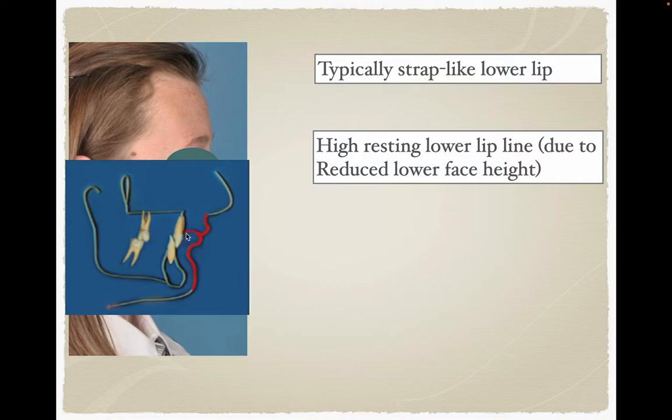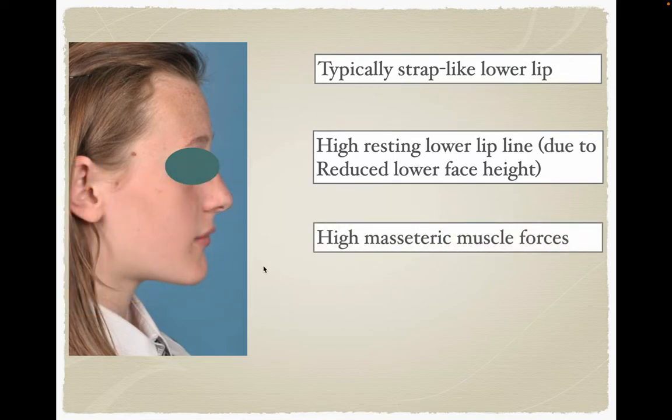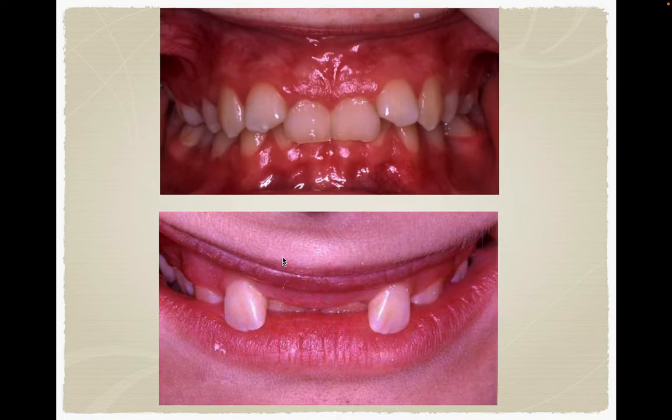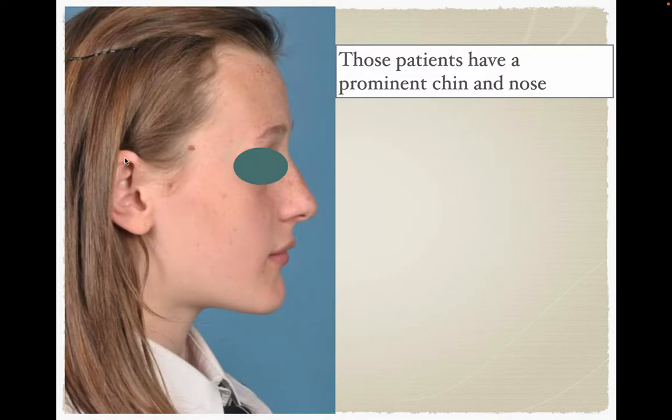And that will result, with the strap-like lip, in retroclination of the upper and lower incisors, and sometimes extrusion as well of the incisors. Usually these patients will have a high masseteric force. They have higher forces from the muscles of mastication. And because they have a prominent chin, they will have a marked labiomental fold. This is how the lower lip will cause retroclination of the central incisors. Sometimes the lateral incisors are shorter than the centrals, so the retroclination will happen to the centrals only.